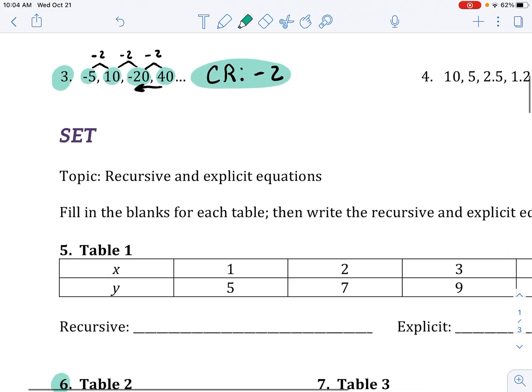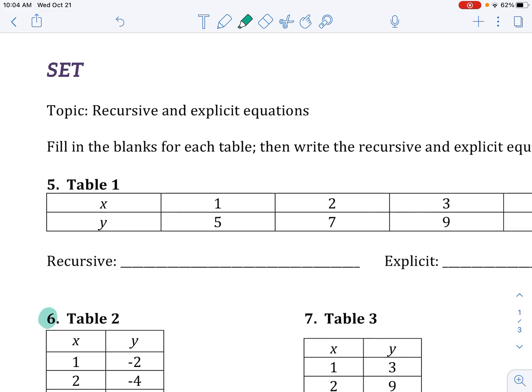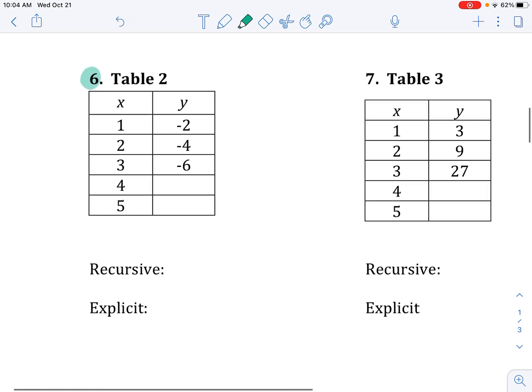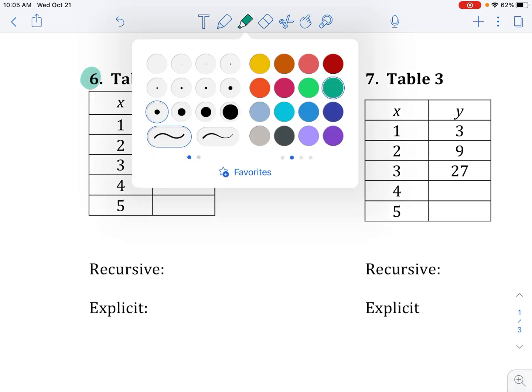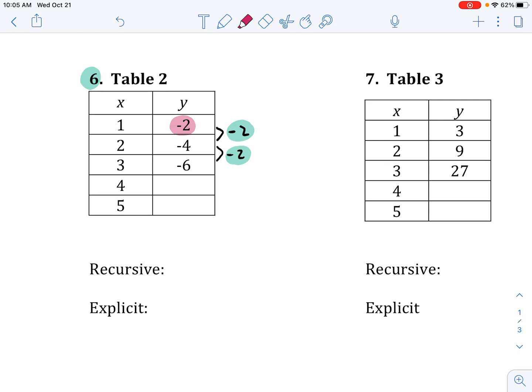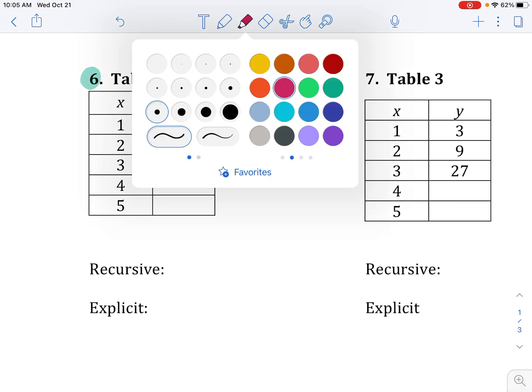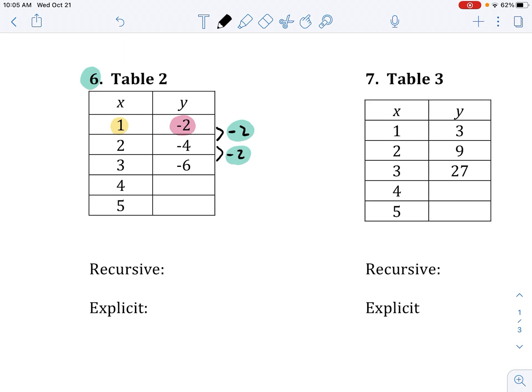The set is asking us to find a recursive and explicit equation from a table. So we're going to do number 6 together. So we're going from negative 2 to negative 4 to negative 6. So I can see that I'm decreasing by 2. So if I decrease by 2, I'm basically adding a negative 2 each time. So there is my action, minusing 2. My start value is negative 2, and the term I'm starting with is term 1.